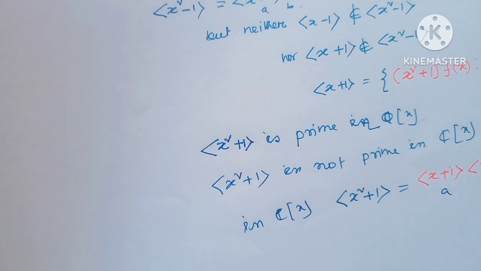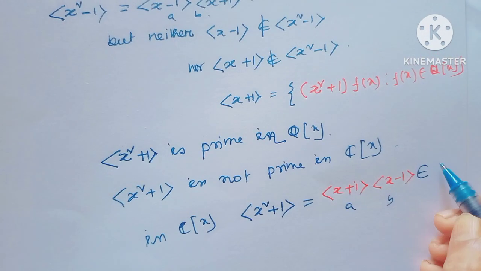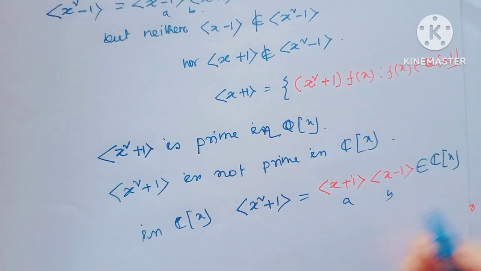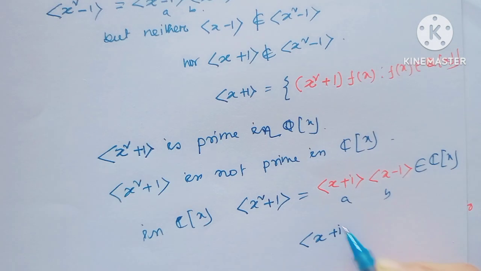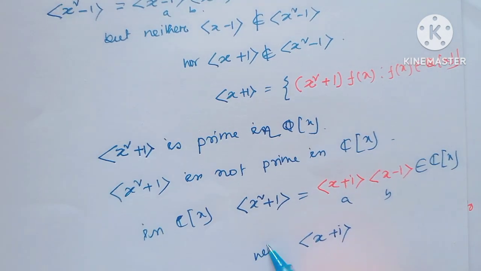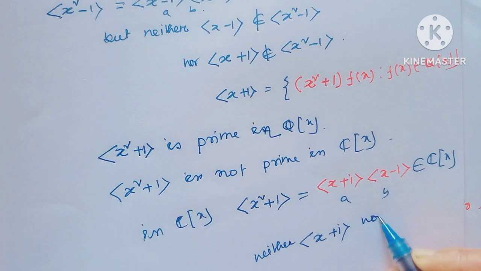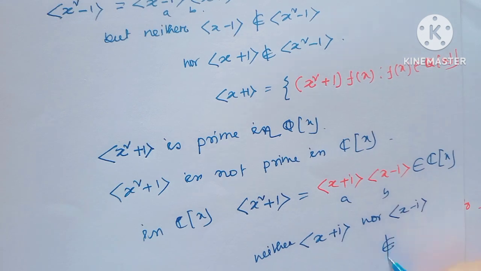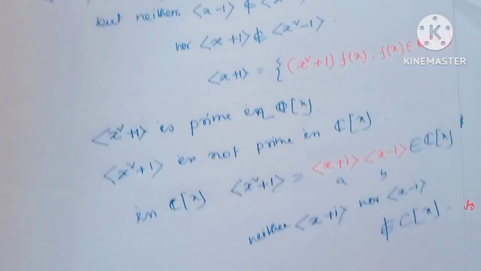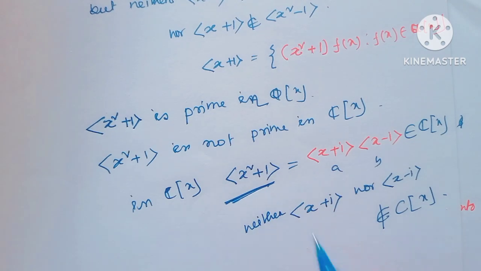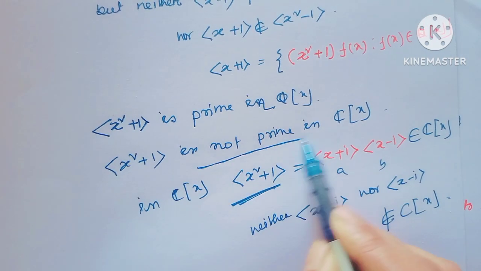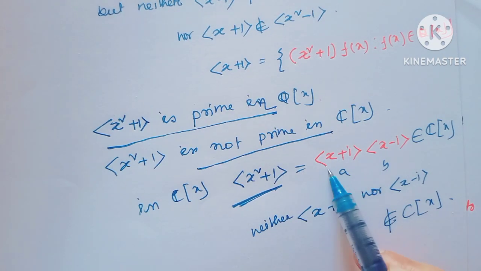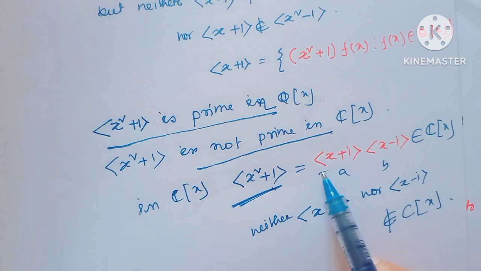This is a times b, and this belongs to C[x] also. But neither the ideal generated by x plus i nor the ideal generated by x minus i belongs to it. So this ideal is not prime in C[x], but it is prime in Q[x], because in Q[x] we cannot factor x squared plus 1 in such a way.